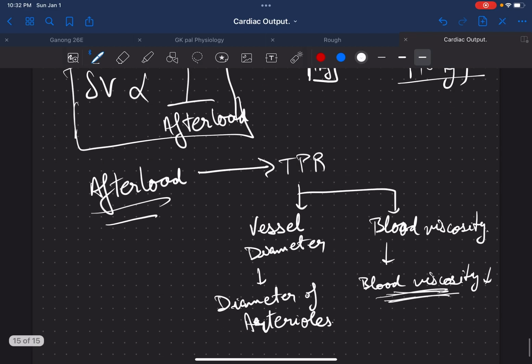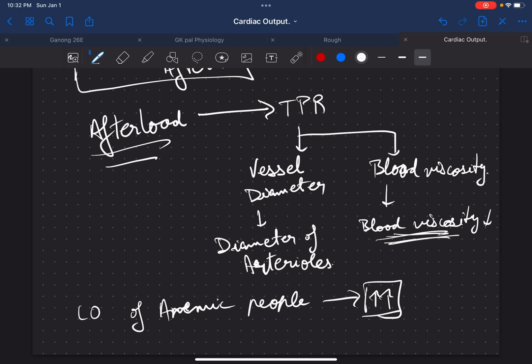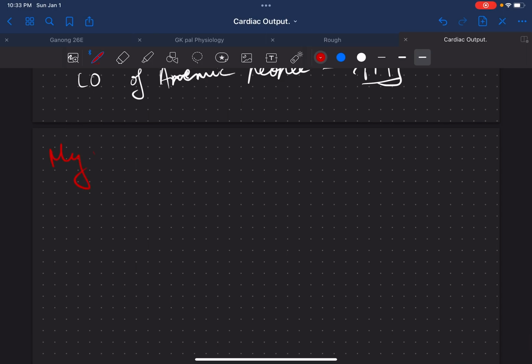That means cardiac output in people who are anemic is generally greater than what you expect. Moving on to the topic, that is myocardial contractility.